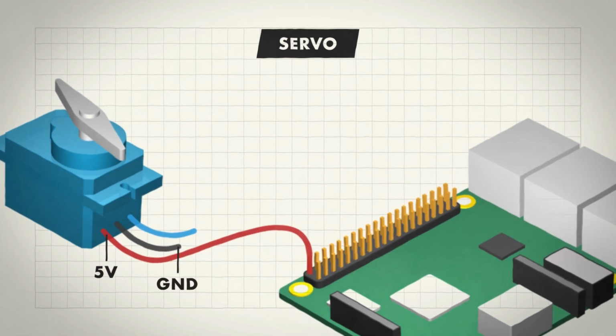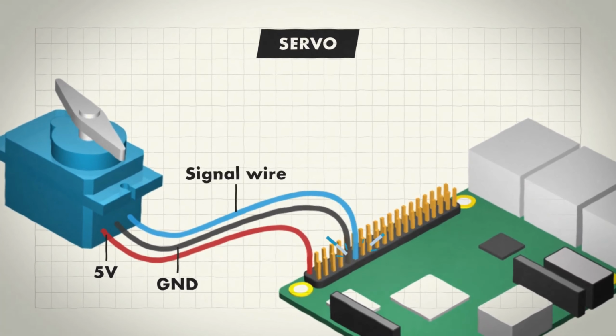The ground wire will be black or sometimes brown and can be connected to any pin marked GND on your Raspberry Pi. The remaining wire will be your signal wire, which you can attach to any numbered pin. Just remember which pin you are using for your code, if you don't copy the diagram shown here. In this example, we have wired the servo to pin 17.